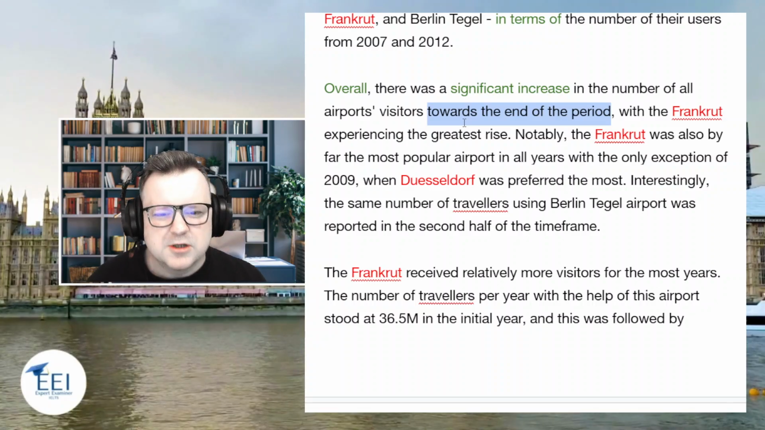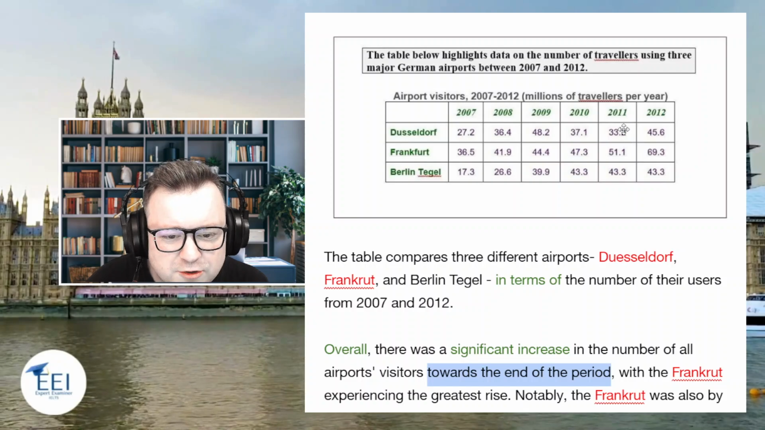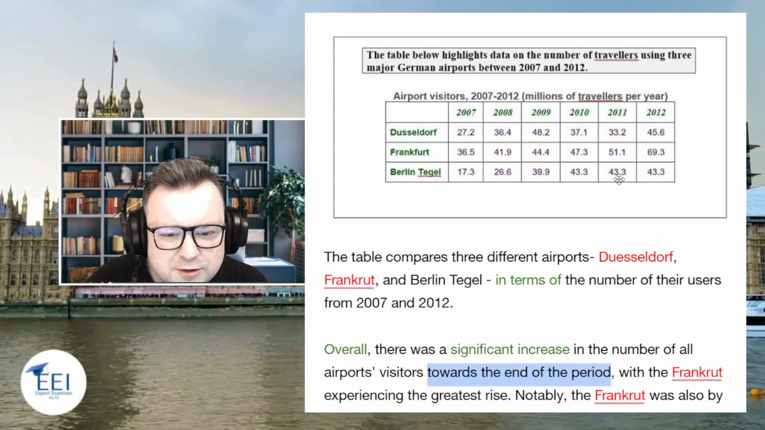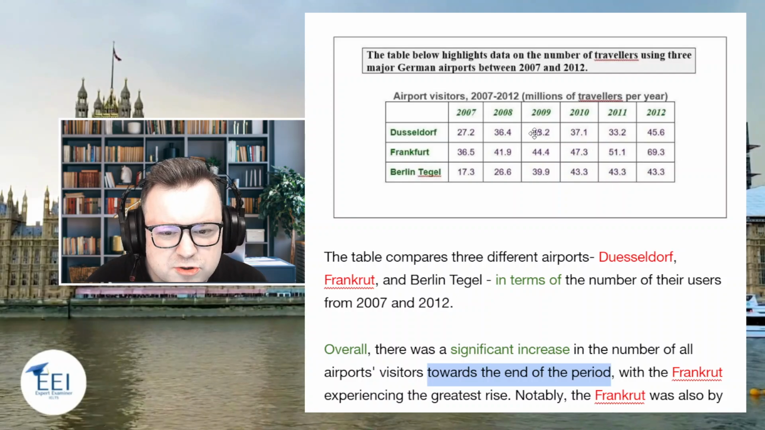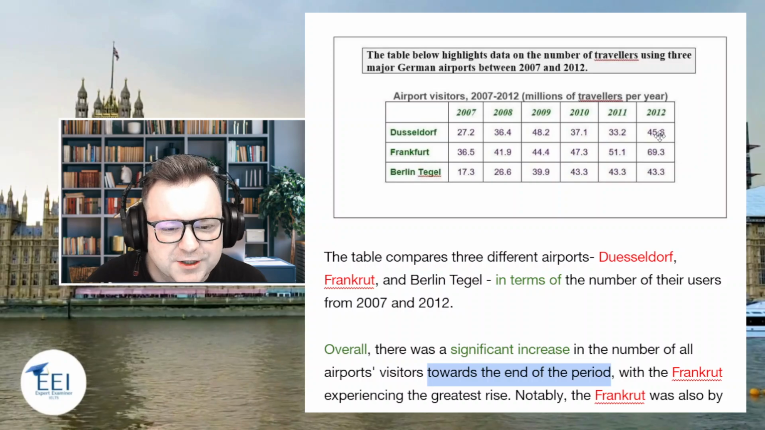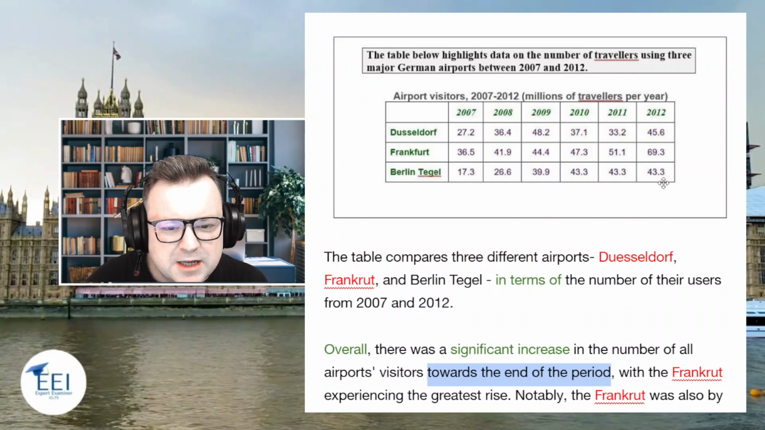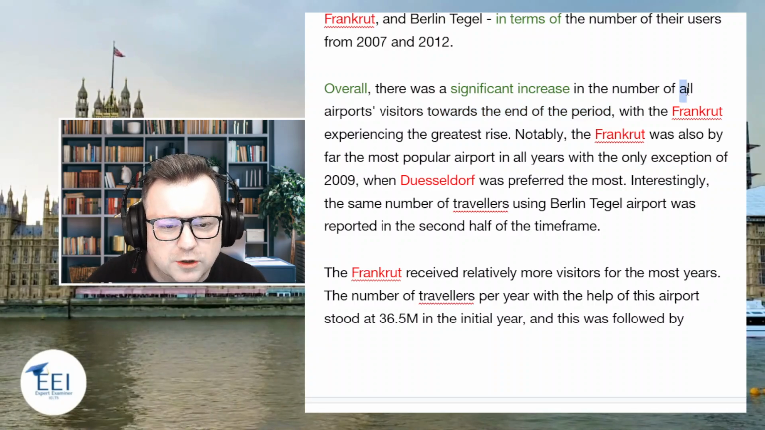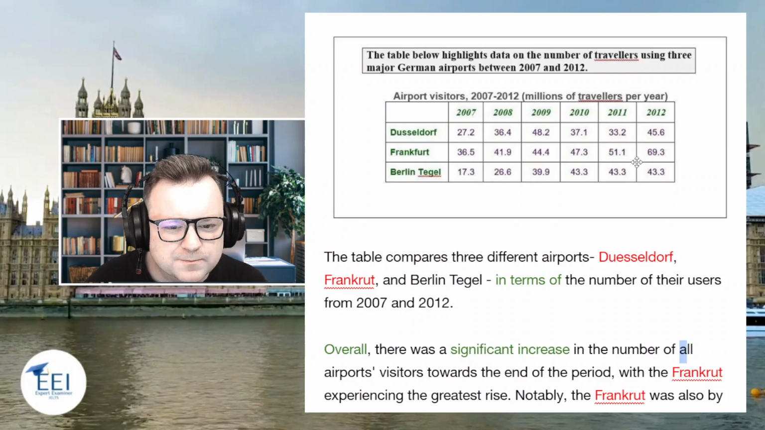feels broader. So towards the end, you know, there wasn't an increase in Dusseldorf in 2011. There wasn't a significant increase in Berlin in 2011. If we mean towards the end is 2010, then that's not true because Dusseldorf 48 falls to 37. And if we mean towards the end is just the final year, then this information isn't true because Berlin didn't increase between 2011 to 2012. So while I like the language, significant increase in the number of all airports visitors towards the end of the period, it's not strictly true.